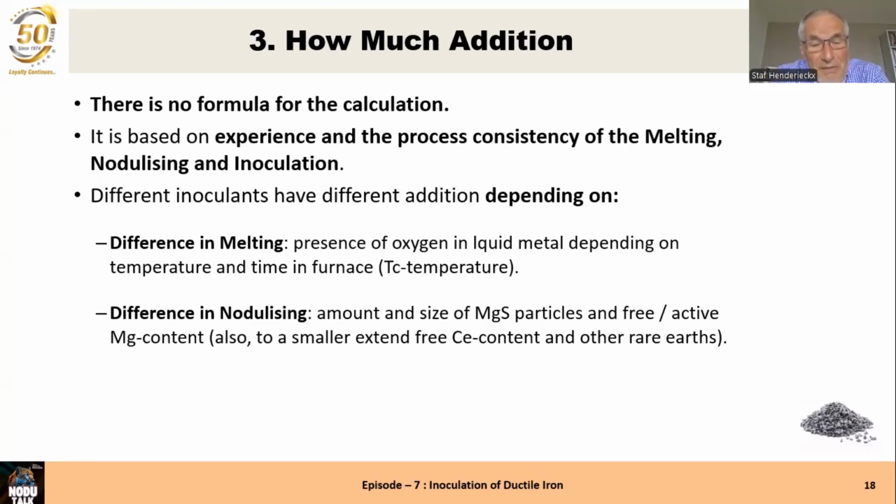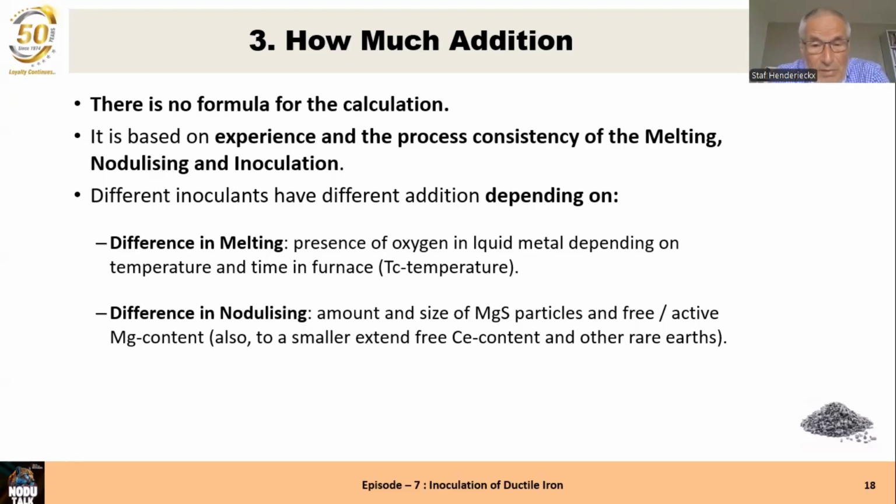How do you do it then? It's based on experience and your process consistency of melting, nodulizing, and inoculation. Why is that? If you melt the metal, we have seen it in the two previous presentations, and you are a long time on temperature, or you are short on temperature, you are on high temperature or not on high temperature, the condition of your metal is totally different, and the condition of your metal decides at the end how much inoculant you need. It's mainly the presence of oxygen.